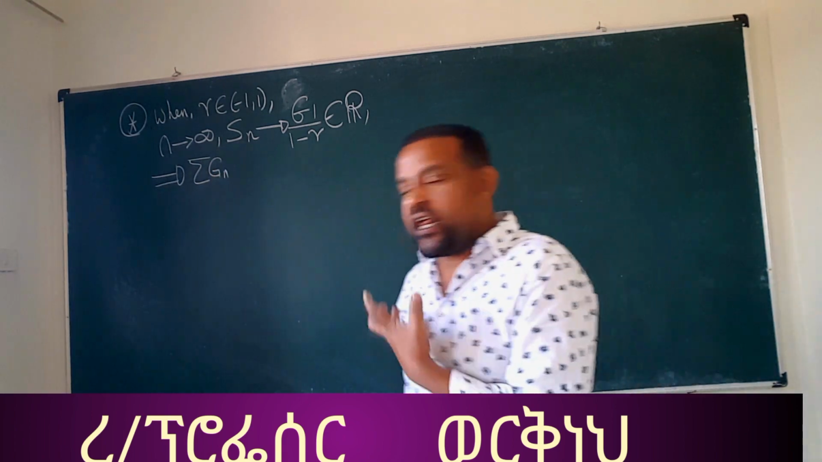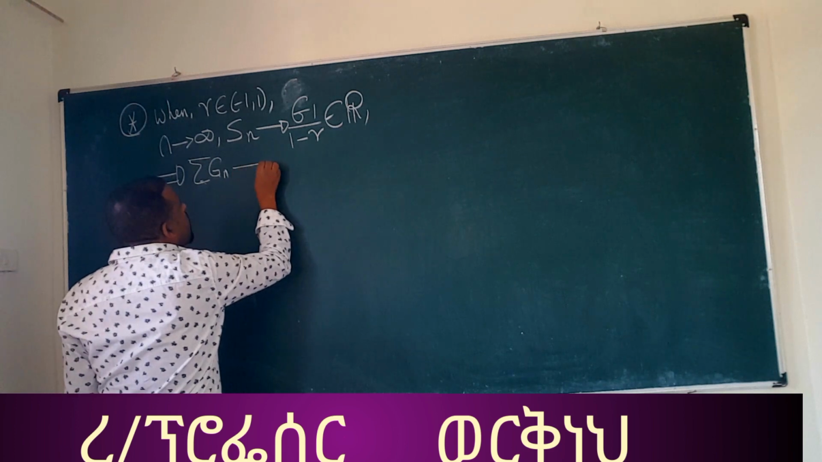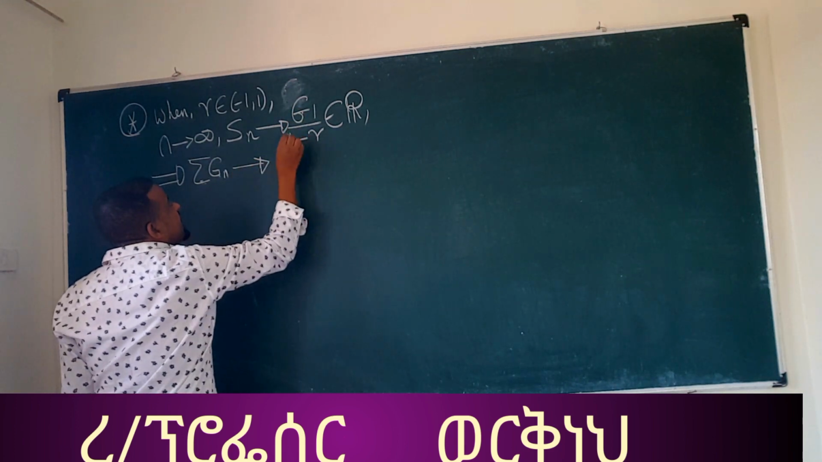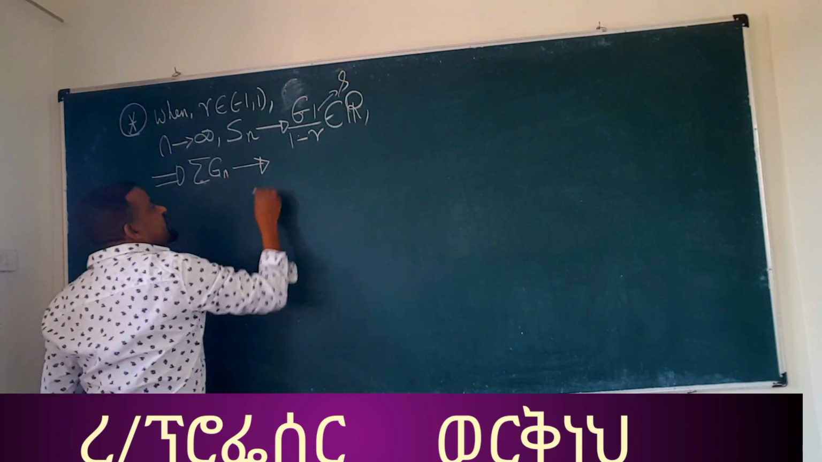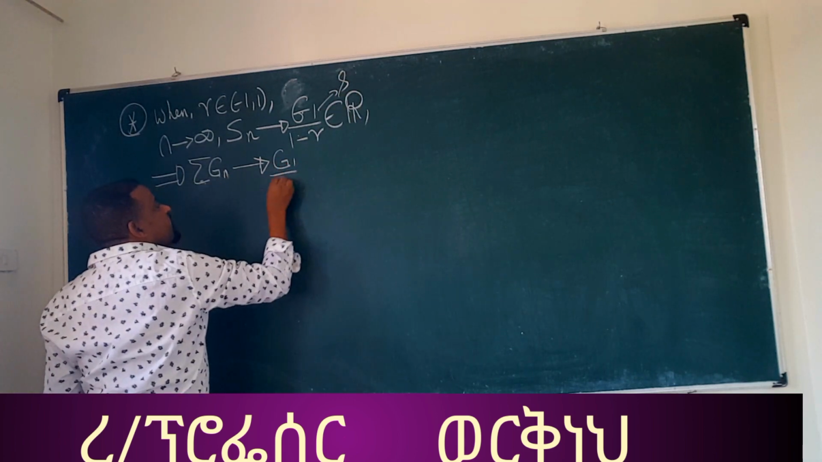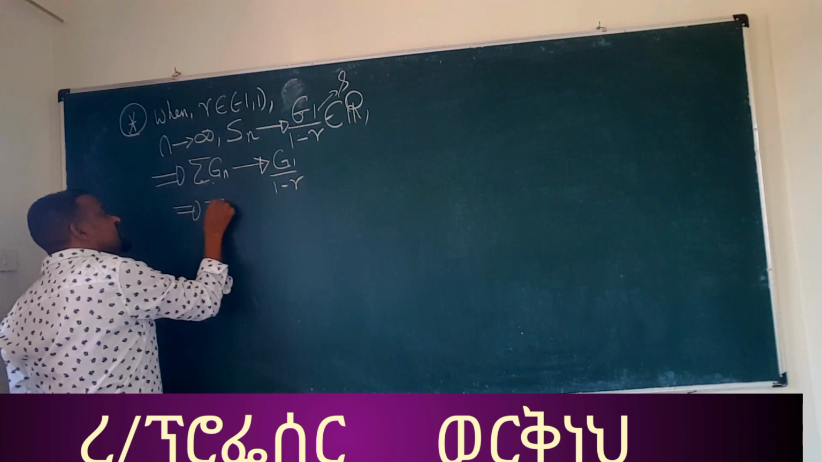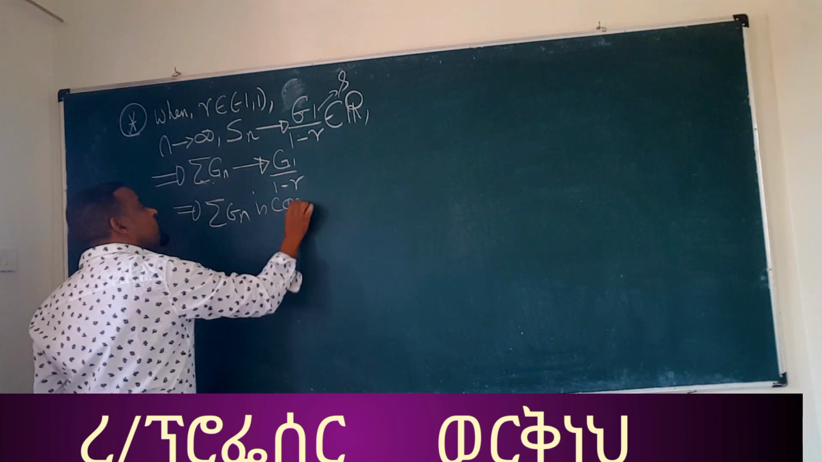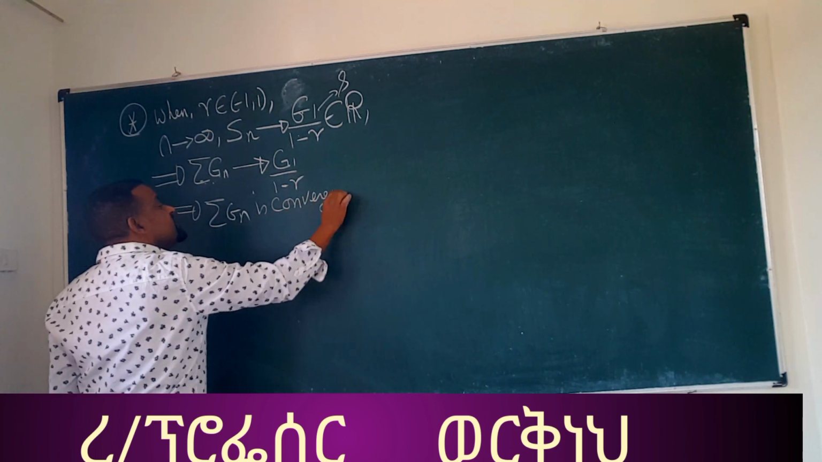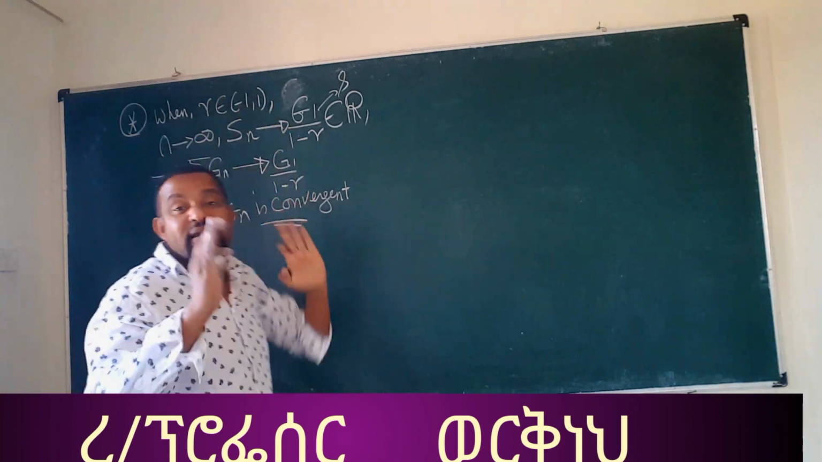the geometric series will converge to s, the small s, will converge to g1 over 1 minus r. Therefore the geometric series is convergent when the value of r is between negative 1 and 1.